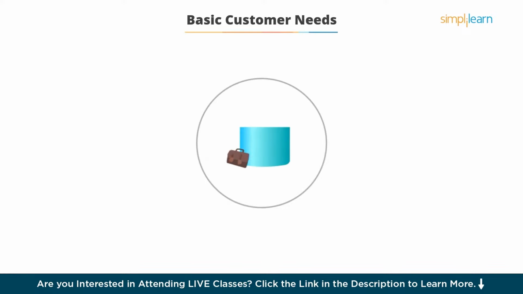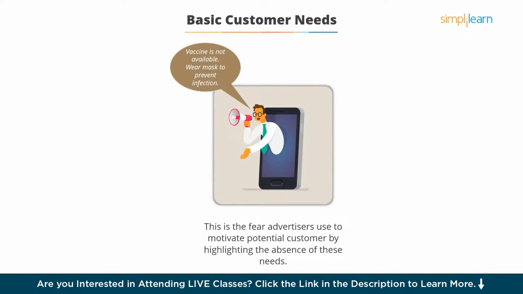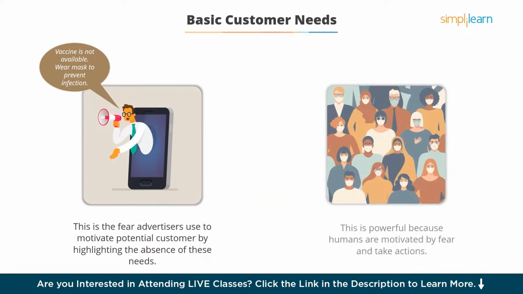Seventh. Okay, I said six needs, but the seventh is the anti-need. It's fear. What if you suddenly had no family, no friends, no job, no one else to be with, and nothing to rely on? You see, that's the anti-need. Advertisers use fear to motivate you to act by showing you the absence of one of the earlier needs. This is powerful because as humans, we are motivated by fear and we will take action to eliminate threats or loss.